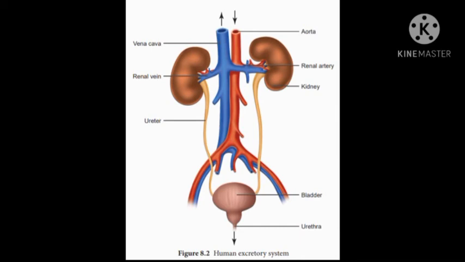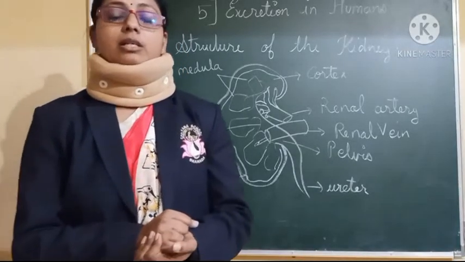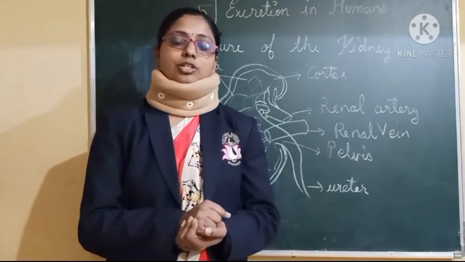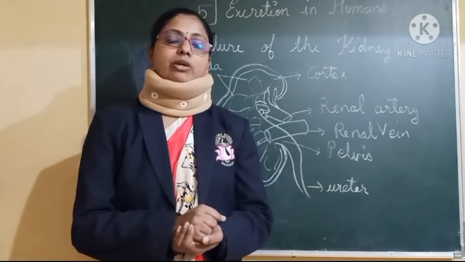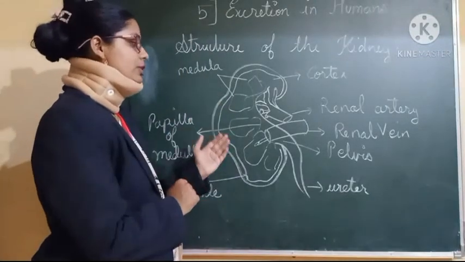It is longer in the males and shorter in the females. So, this was about the human excretory system. Now, let us study the detailed information about the kidney. There is a structure of a kidney that we are going to study now. Okay, so let us have a look at this structure.